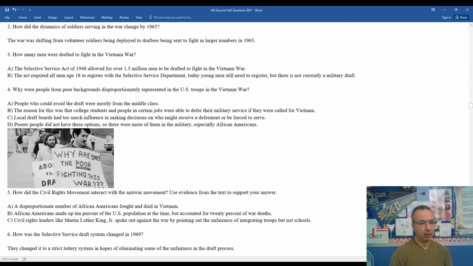Okay, let's look at number 4. Why were people from poor backgrounds disproportionately represented in the U.S. troops in Vietnam? Well, anybody who could, for the most part, avoid the draft would do so, and the more means you had, the wealthier you were, the more likely it would be that you could dodge the draft.